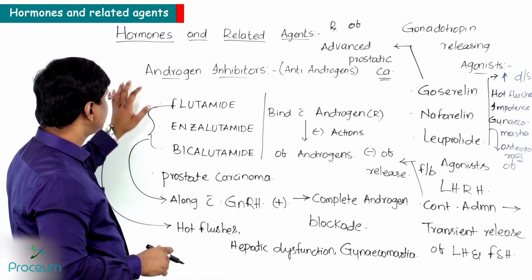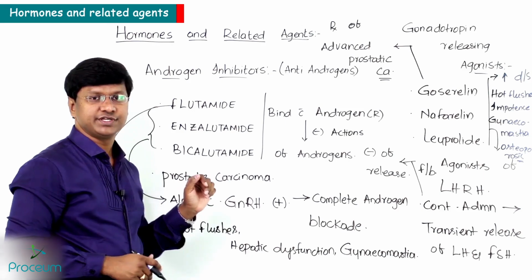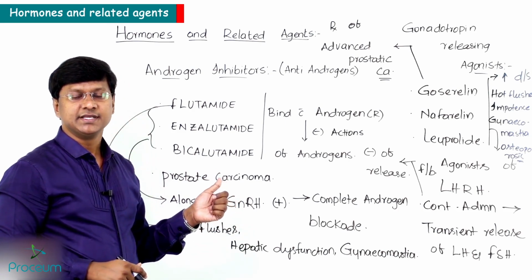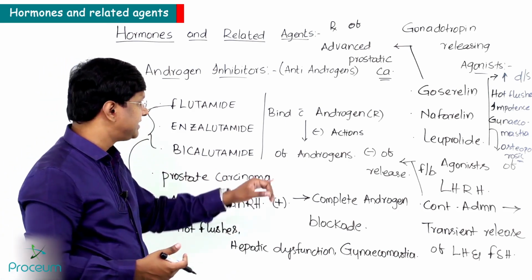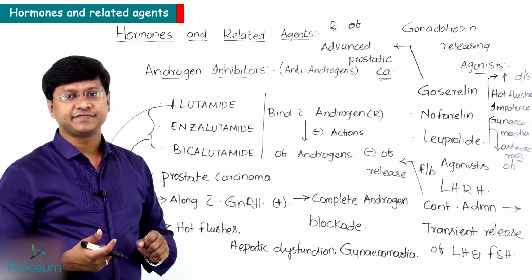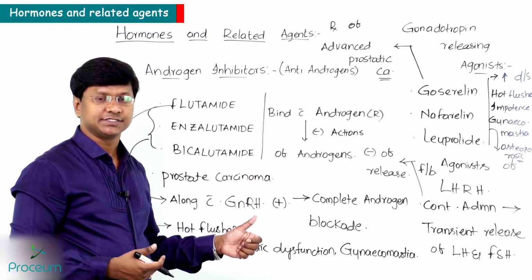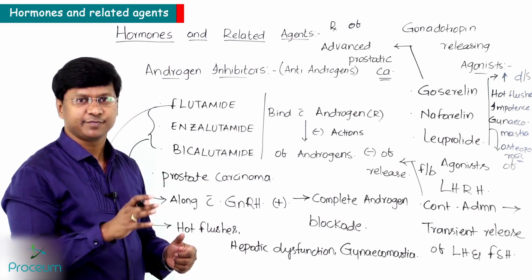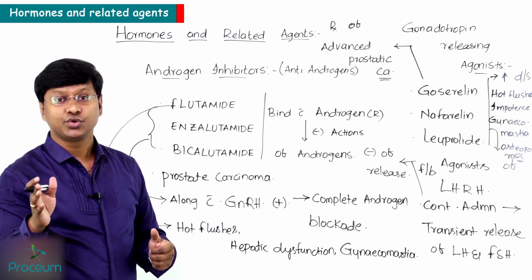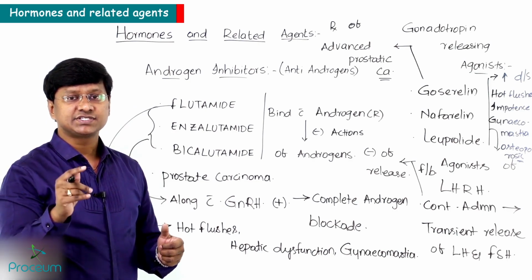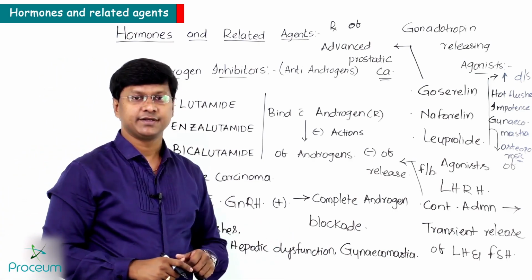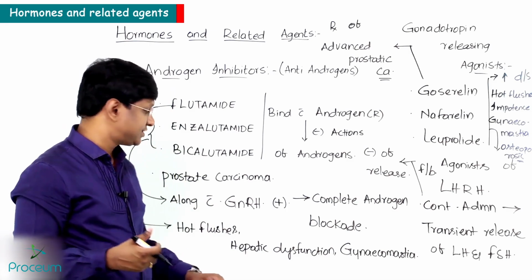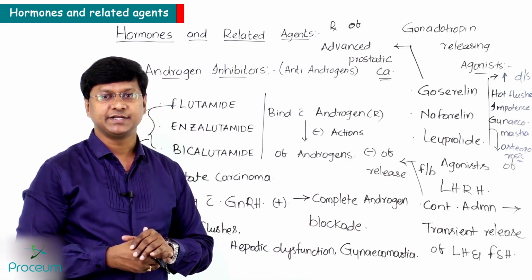So let me shortly revise here. Now take the anti-androgens or the androgen inhibitors. The drugs include flutamide, nilutamide, enzalutamide, and bicalutamide. They bind to the androgen receptors and inhibit the actions of the androgens. These are thus effective for the treatment of prostatic carcinoma. These are used along with the gonadotropin releasing hormone agonists. This strategy is known as complete androgen blockade. Remember, flutamide can cause hot flushes, hepatic dysfunction, and gynecomastia.